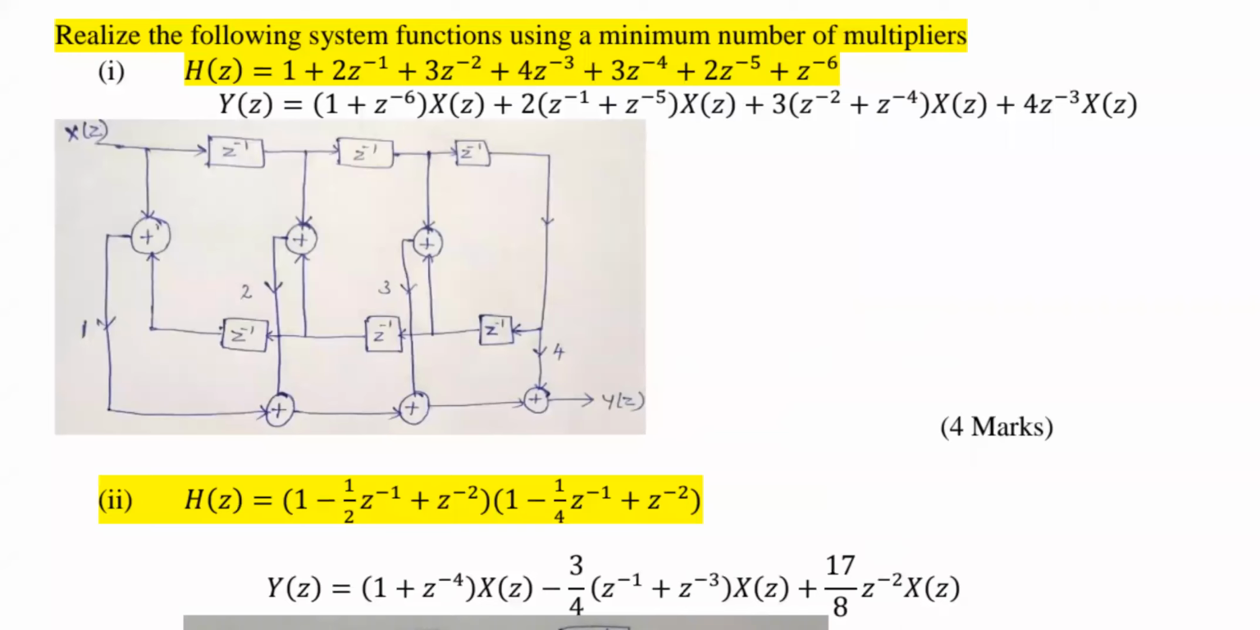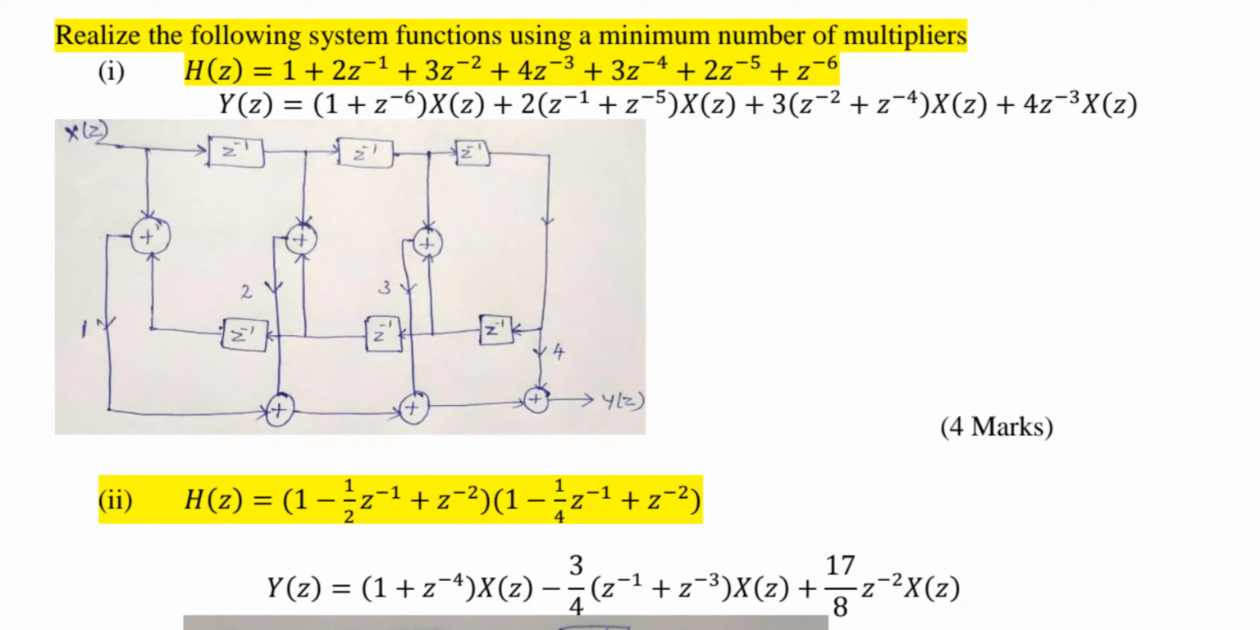The following system functions are to be realized using a minimum number of multipliers. In these three subcategories, the first problem is H(z) = 1 + 2z^-1 + 3z^-2 + 4z^-3 + 3z^-4 + 2z^-5 + z^-6. So this is the given problem.